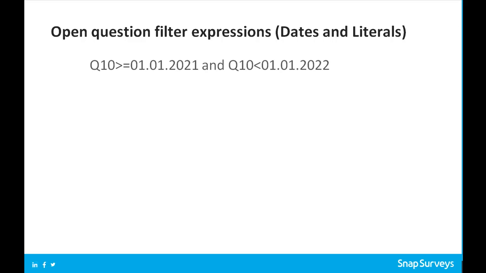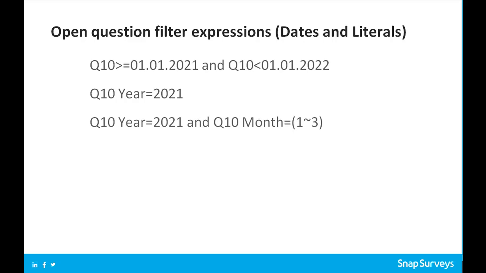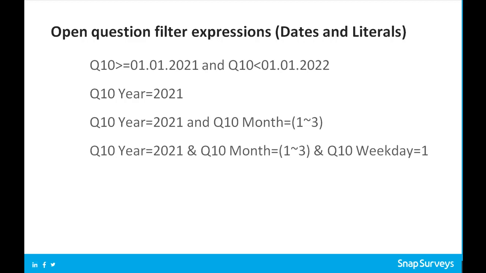My current expression could be shortened down by making use of the word year. So Q10 year equals 2021. And by making use of the word and then month, we can also search for the first 3 months of the year. So year equals 2021 and month equals 1 tilde 3. Remembering tilde is just the same expression as the word to. If you're doing comparisons based upon days of the week, you could also make use of the word weekday. So weekday equals 1 is Monday and weekday equals 7 would be a Sunday.